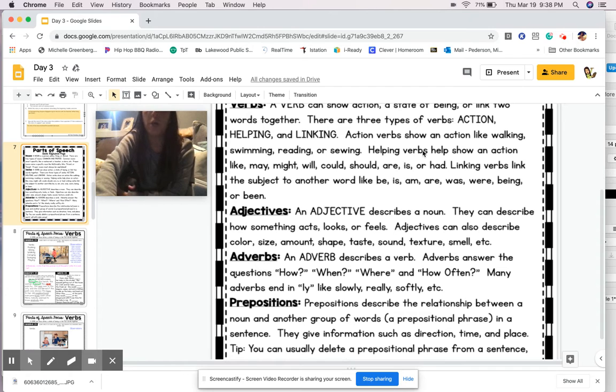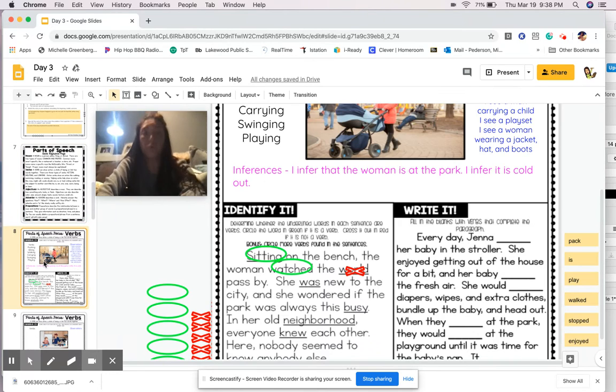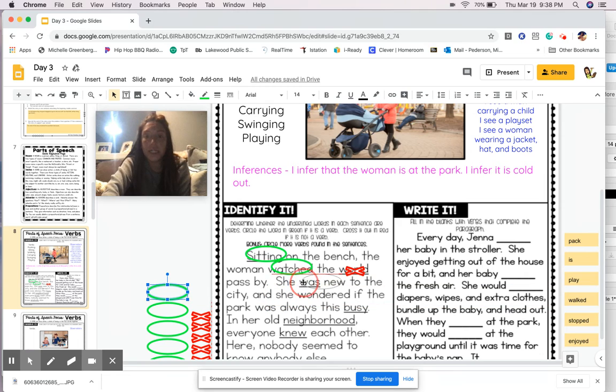Helping verbs help show an action, like may, might, will, could, should, are, is, or had. Linking verbs link the subject to another word, like be, is, am, are, was. All right, so was is a linking verb, so it is a verb. Was new to the city. And again, look, I can make it smaller if I want to. She was new to the city, and she wondered if the park was always this busy.